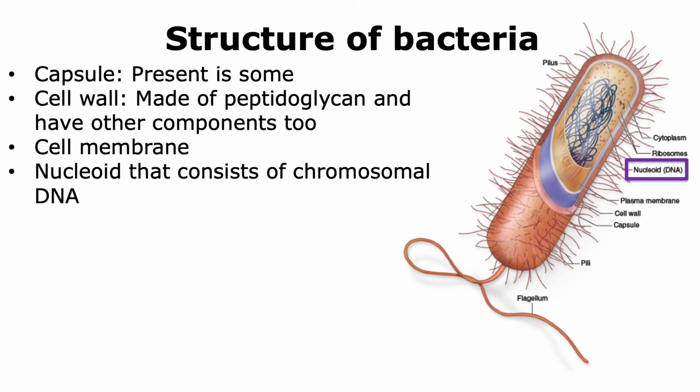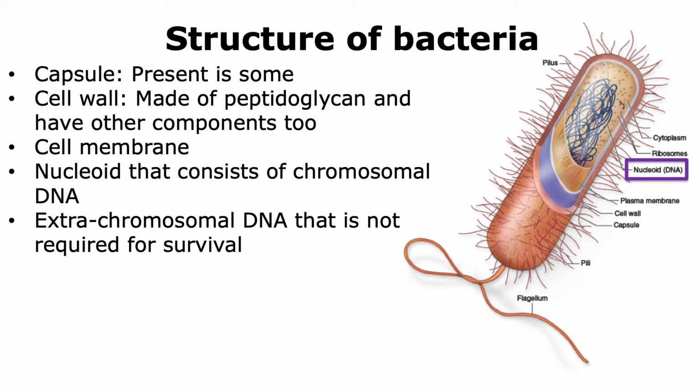Now all bacteria are going to have DNA as their genetic material, unlike viruses that could have DNA or RNA as their genetic material. Now sometimes we do have extra chromosomal DNA that is not shown in this figure, and this extra chromosomal DNA is also called a plasmid, which is not required for survival but could encode for certain components that help the bacteria be pathogenic.